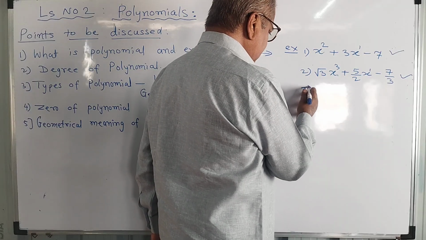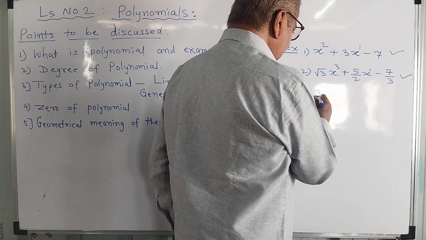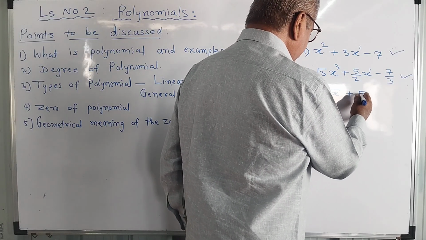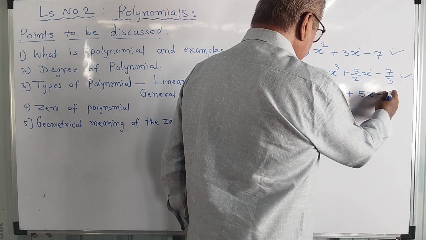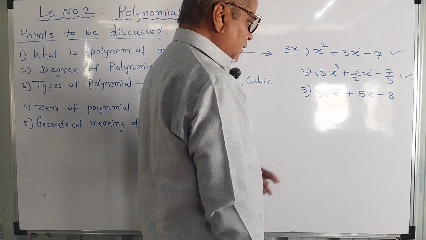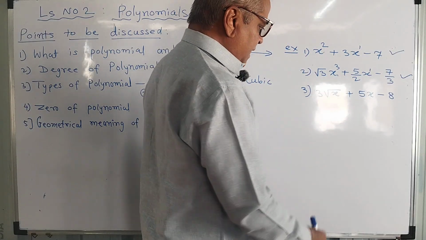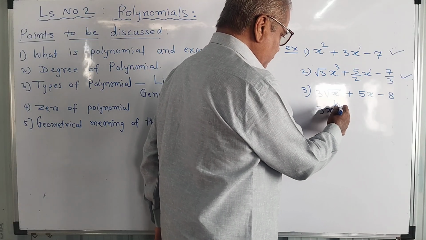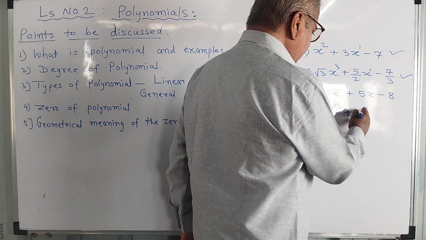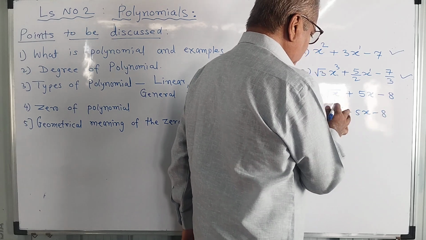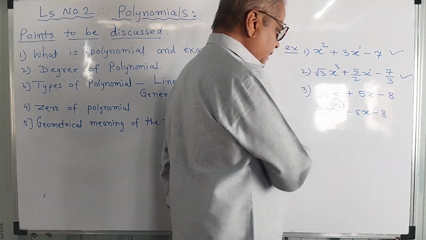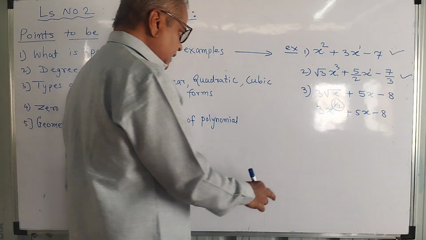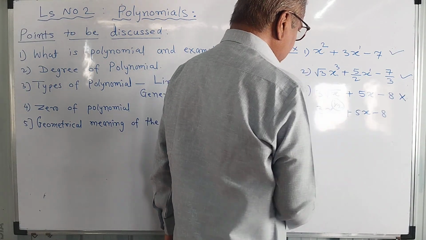If we consider this example, 3 root x plus 5x minus 8. Now when there is a root x, that means we can rewrite it as 3x raised to 1 upon 2 plus 5x minus 8. Now look at the power of x. It is a fraction, it is not a whole number, that's why this is not a polynomial.